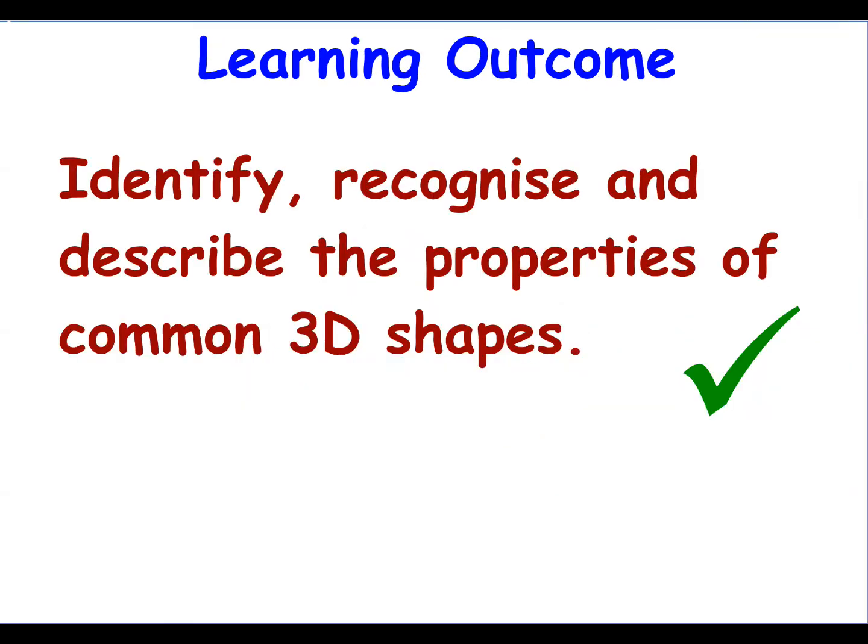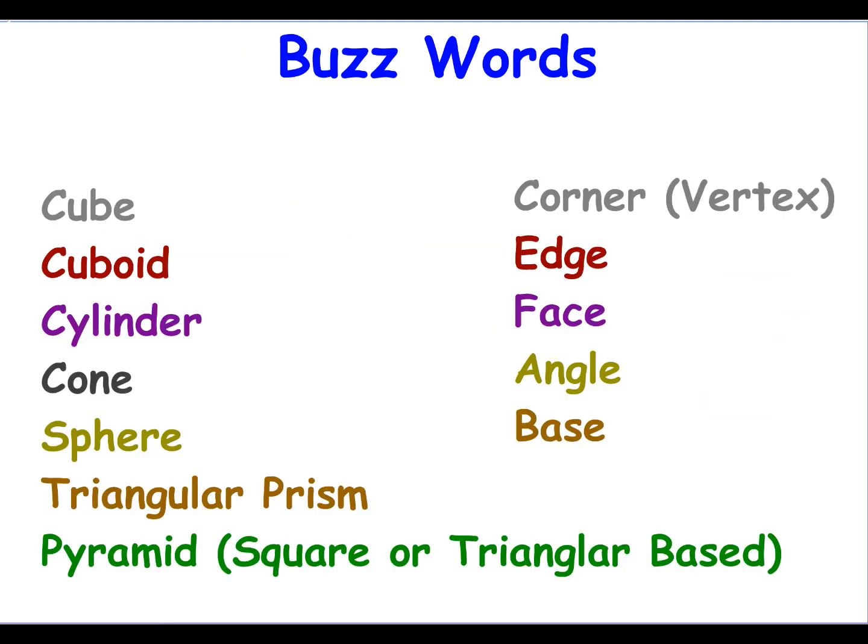And that completes our learning outcome for identifying, recognizing and describing the properties of common three-dimensional shapes. There wasn't much in the way of slides with respect to the content, and not many exam type questions are out there at the moment on these topics. But there are quite a few buzzwords where you need to be able to recognize the shapes of cubes, cuboids, cylinders, cones, spheres, triangular prisms, and square and triangular base pyramids. So try and remember the properties for those.